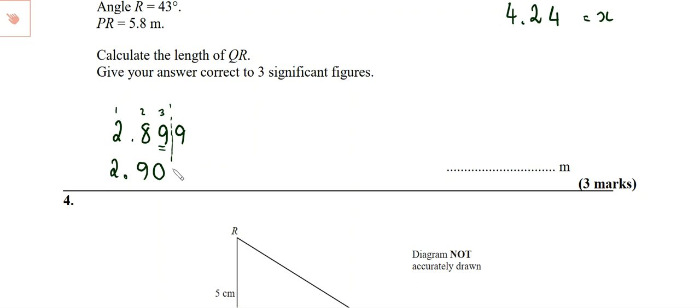Okay, but what happens if that same thing happens with 9.999? To 3 significant figures, the 9 rounds that one, which rounds that one, which rounds that one. So it becomes 10.0.